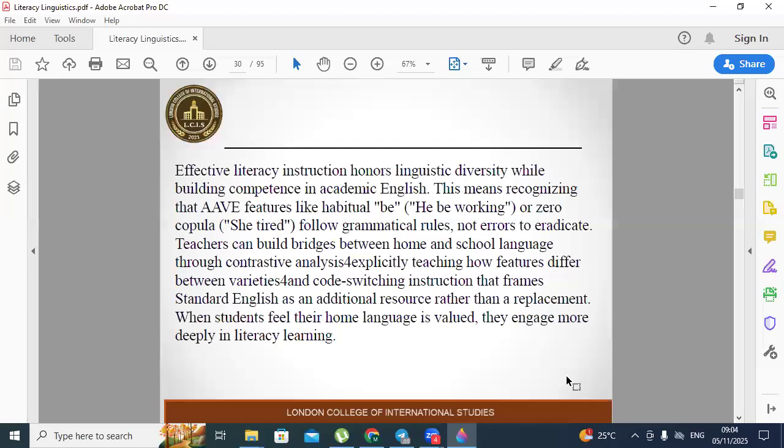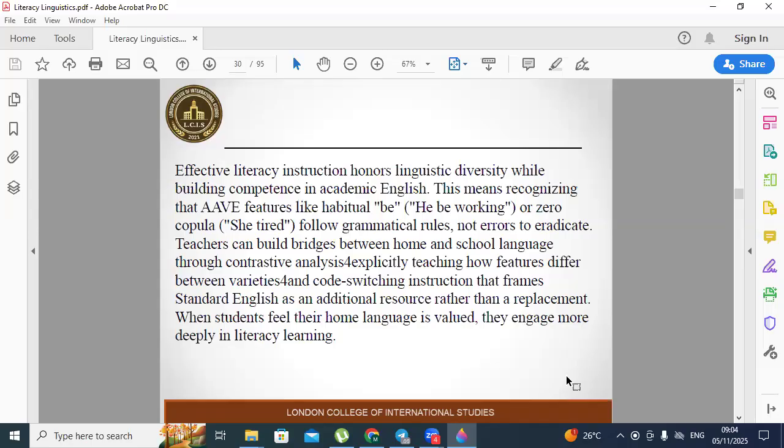Second, effective instruction builds competence in academic English through contrastive analysis and code-switching instruction. Contrastive analysis means explicitly teaching structural differences between home dialect and school English. For AAVE speakers, this might include lessons like: in AAVE, we can say "he my friend," without the verb, but in school English we need to include "is." "He is my friend." Let's practice translating sentences between these varieties.